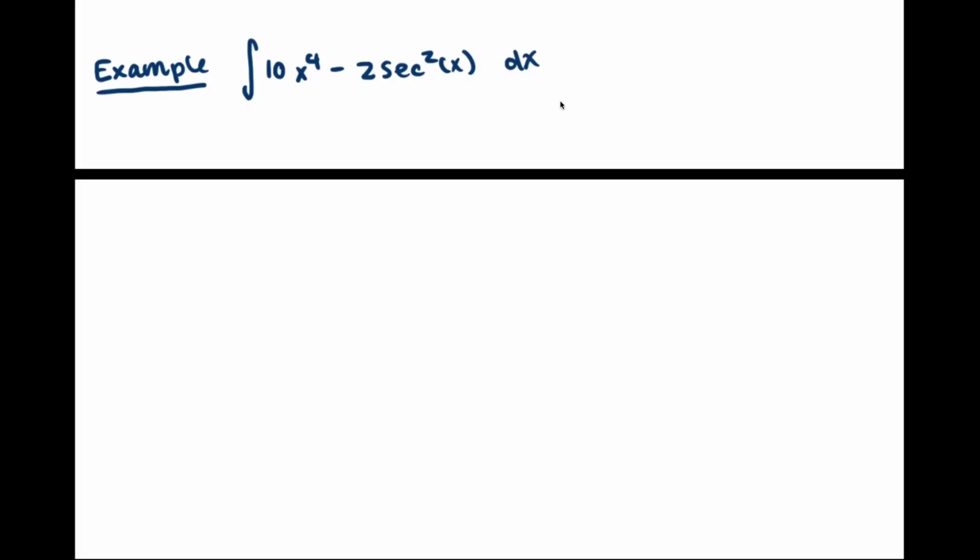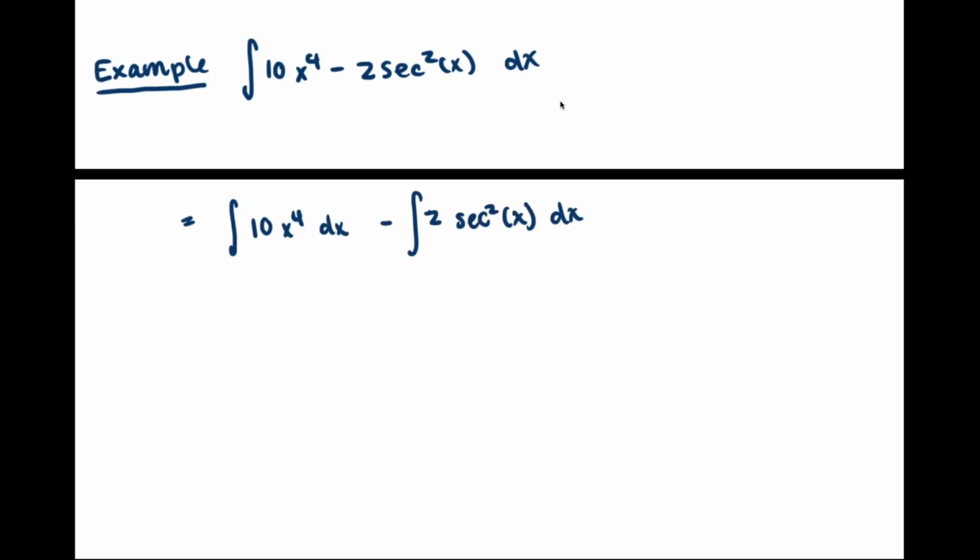Okay, let's go ahead and do this example. So the first thing that I can do is break this up into two separate integrals, one for the first term and one for the second term, because we have a sum and difference rule for antiderivatives. So this is equal to the integral of 10x to the fourth dx minus the integral of 2 secant squared x dx.